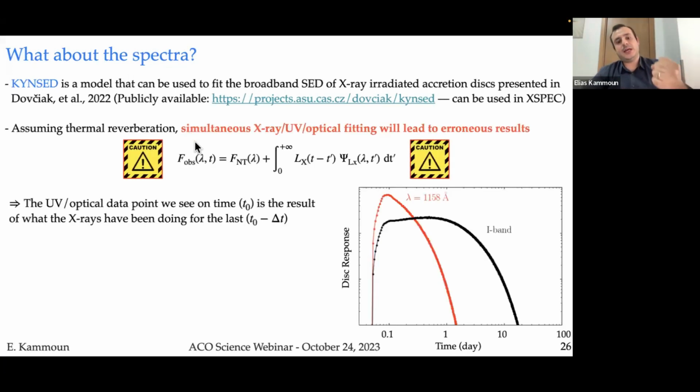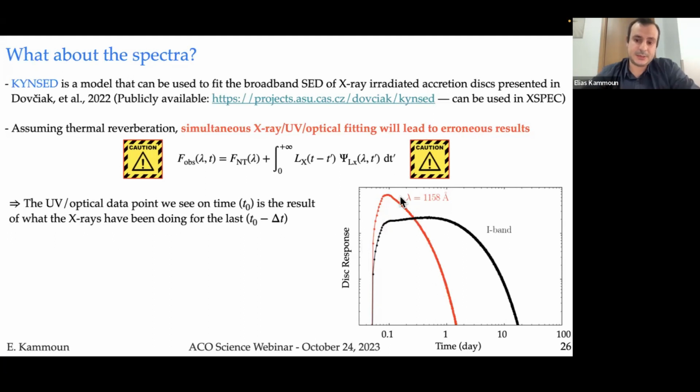And here, let's go back to the second equation that I showed before, which is the total flux, because that's a very important and a very tricky quantity to be computed. So assuming thermal reverberation, it's important to keep in mind that there are delays. What does that mean? Simultaneous observations may be misleading, because if we send an X-ray photon at time t0, we start observing in UV and optical at much longer times.